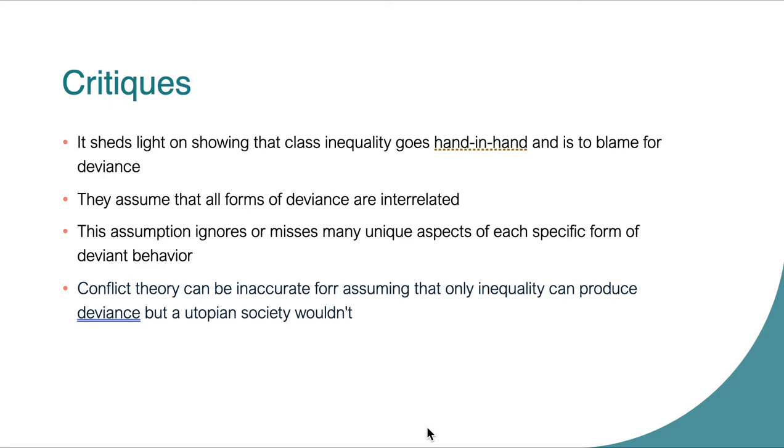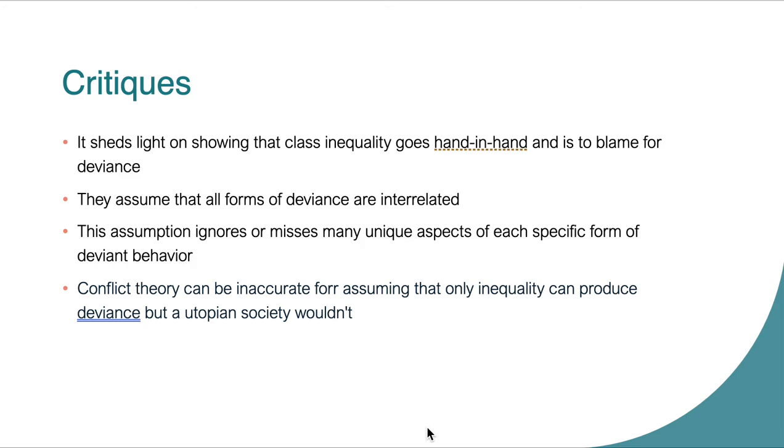So, some critiques. It does shed light on showing that class inequality goes hand in hand and is to blame for deviance. They assume that all forms of deviance are interrelated. So the 4 different factors that I just mentioned, he believes that they are interrelated with one another.